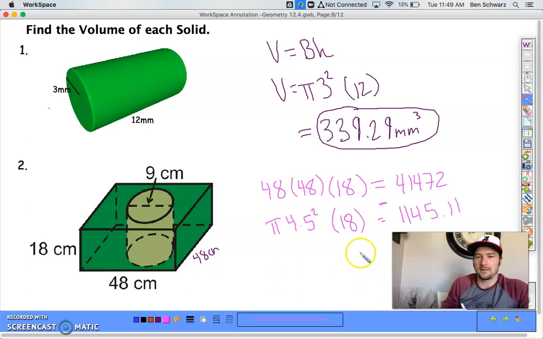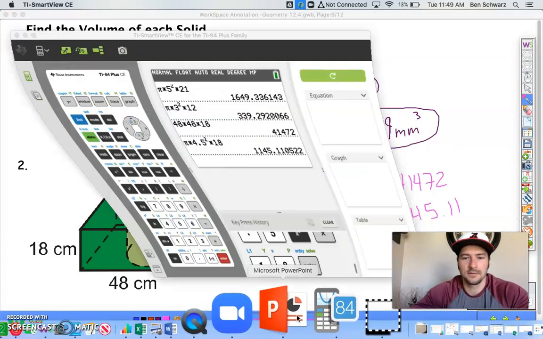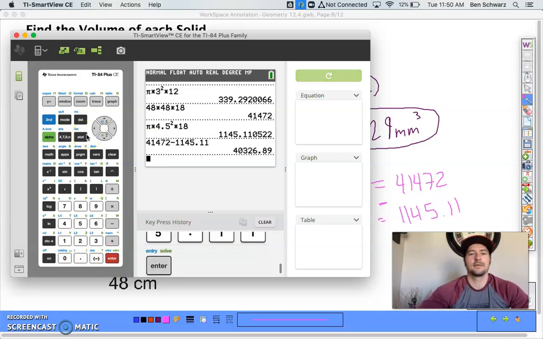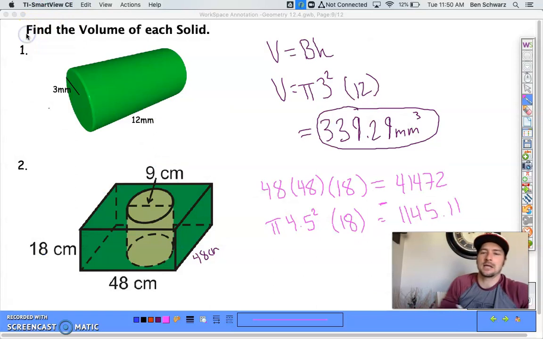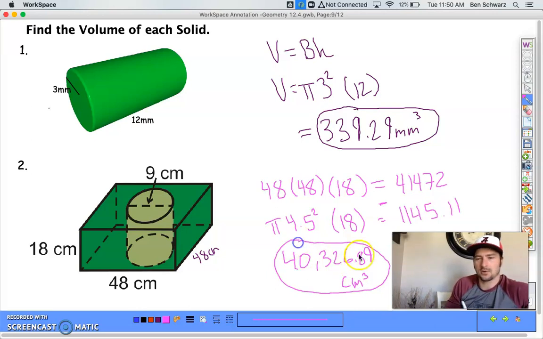And then our total, when we subtract, 41,472 minus the 1145.11. So 40,326.89. And centimeters cubed. So that's how you do that one, just with some subtraction.